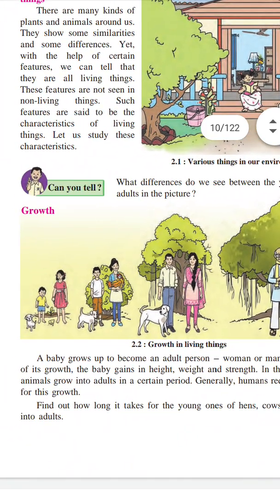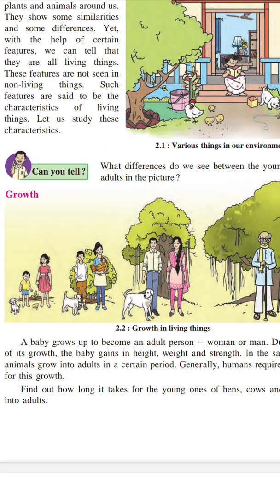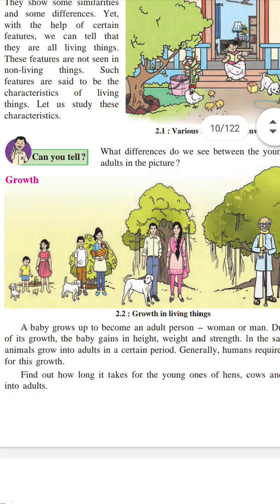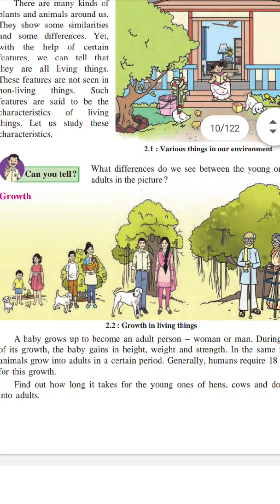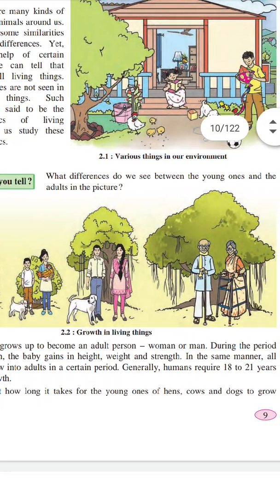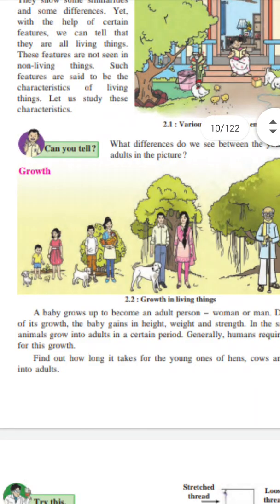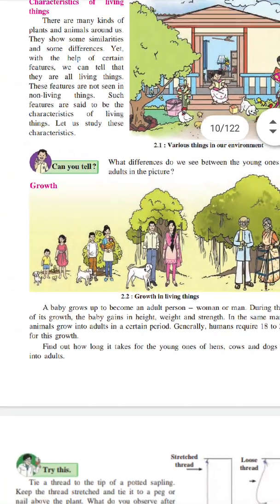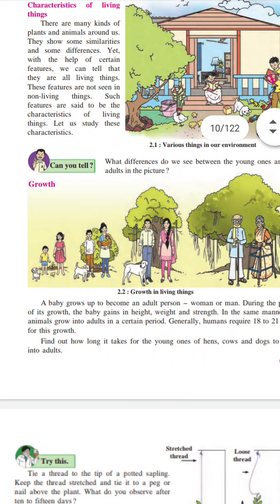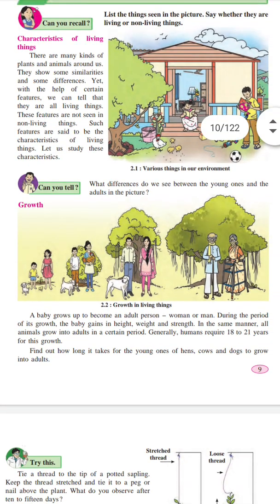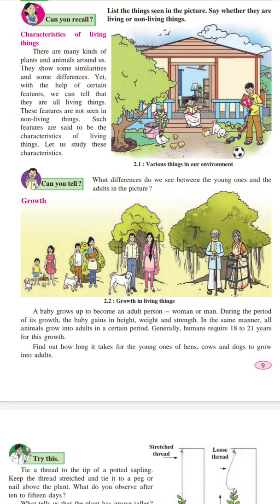Okay, see, there is one picture, 2.2, growth in living things, and what differences do we see between the young ones and the adults in the picture? First observe this. See what the differences are between the young ones and the adult ones. Here, in the first, there is one puppy, one girl, one boy, and one plant.